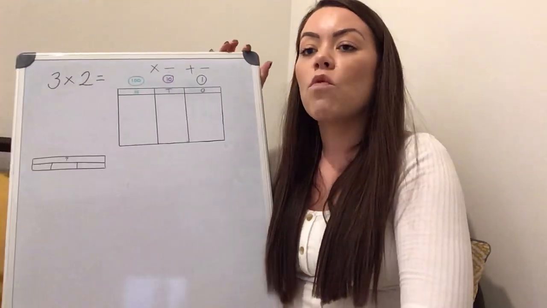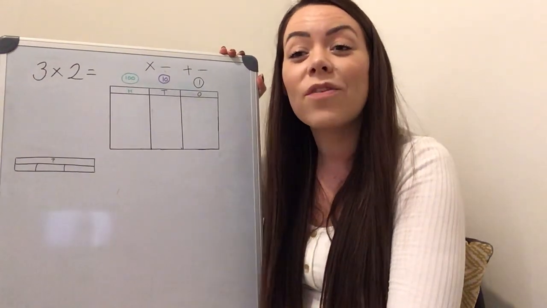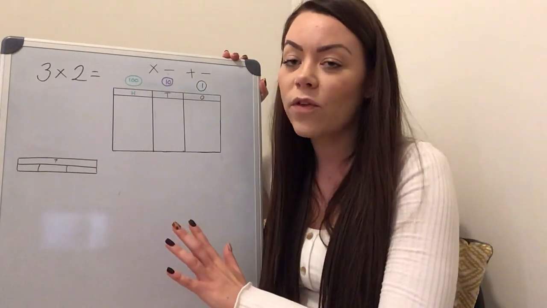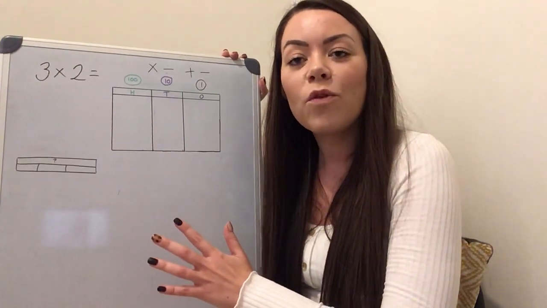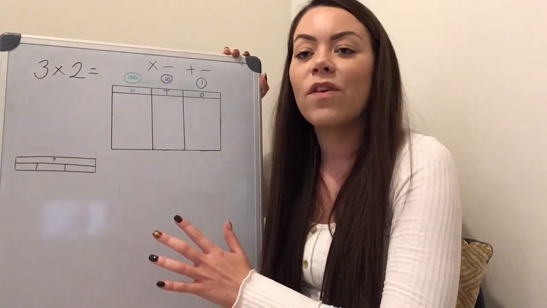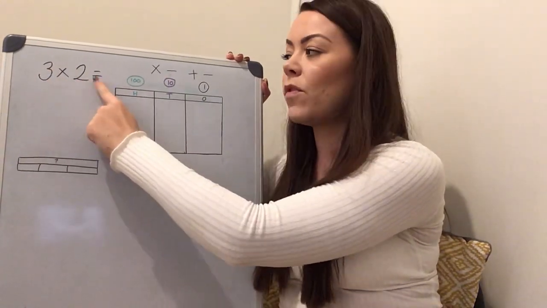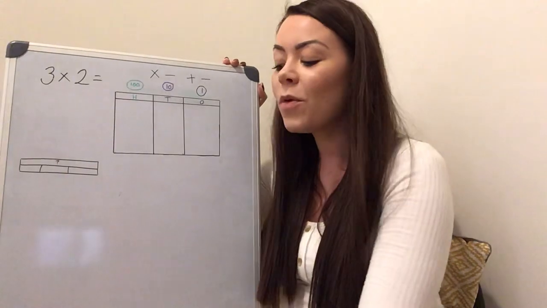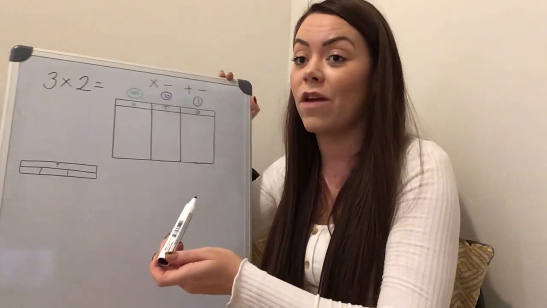Now we were looking at arrays to help us solve a multiplication question and to help us really understand what it meant. I've got an easy one to start off with, and some of you probably know the answer, but it's good to be able to draw that to represent it too. So I've written here 3 times 2 equals. Some of you might know the answer to that already, and that's brilliant. That's because we're so good at our times tables.